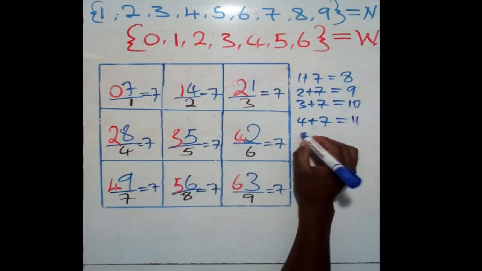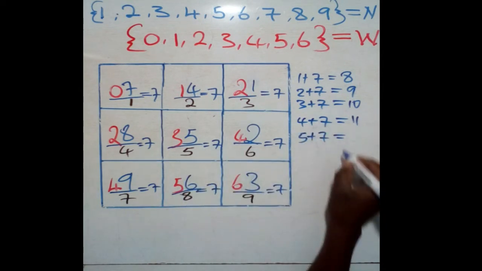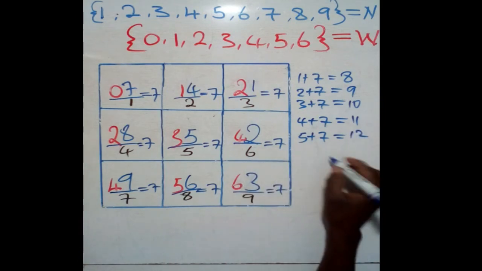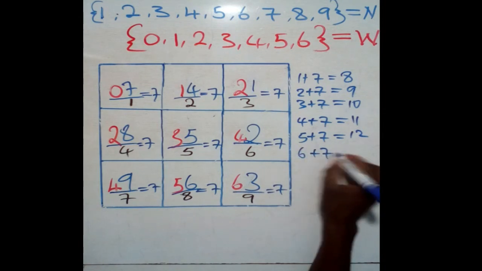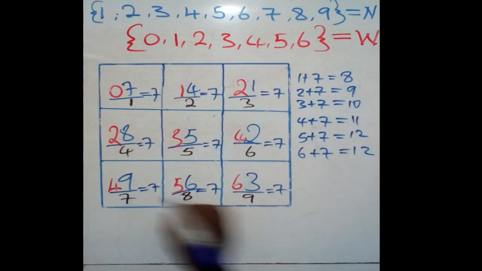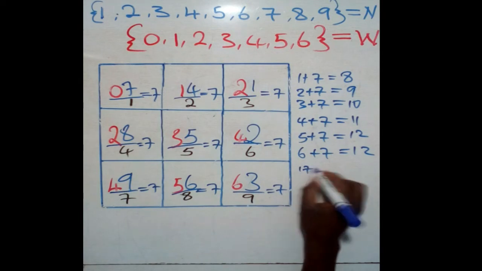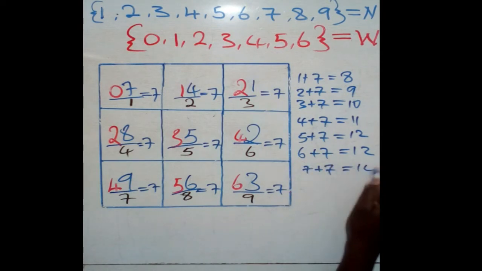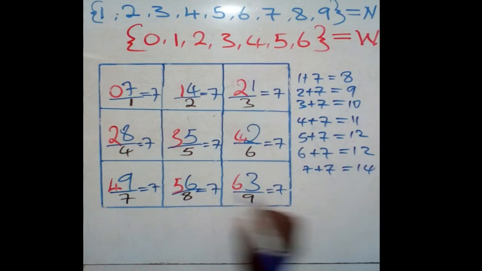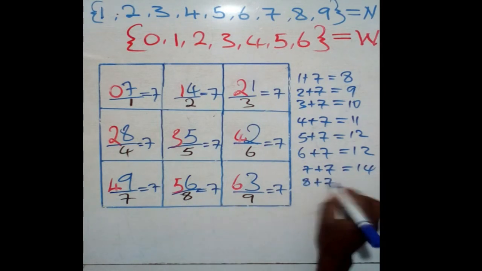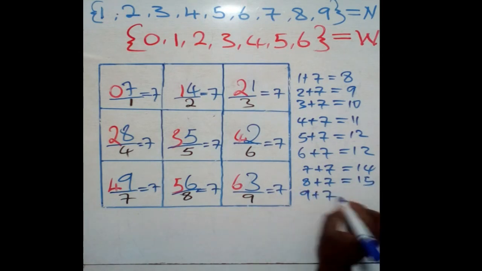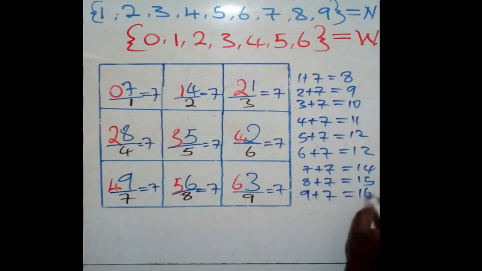5 plus 7 will give us 12. 6 plus 7 will give us 13. 7 plus 7 will give us 14. 8 plus 7 gives us 15. 9 plus 7 gives us 16.